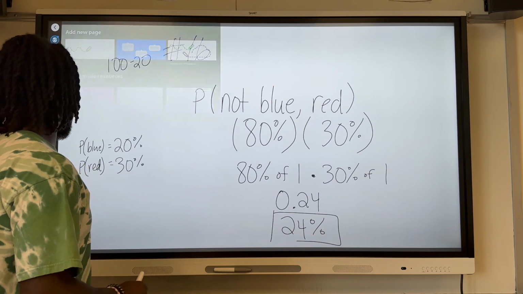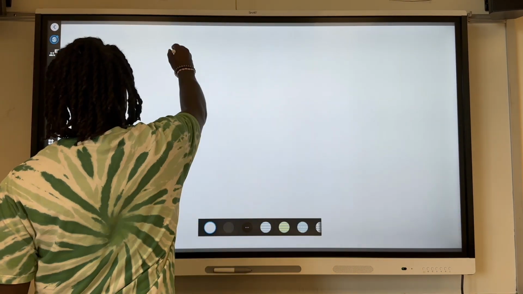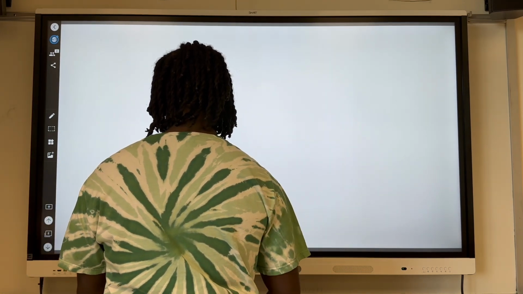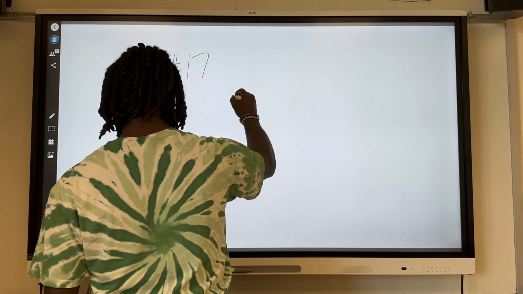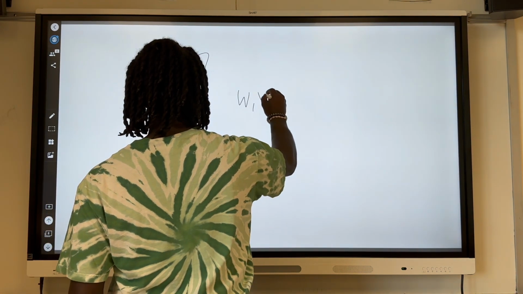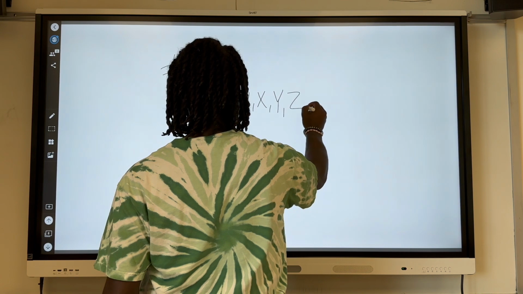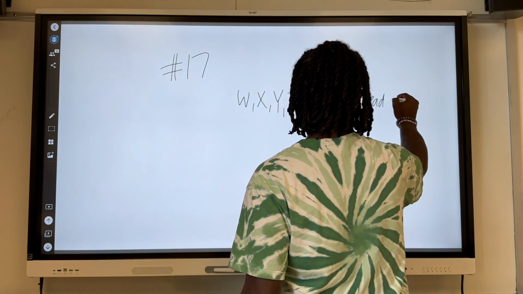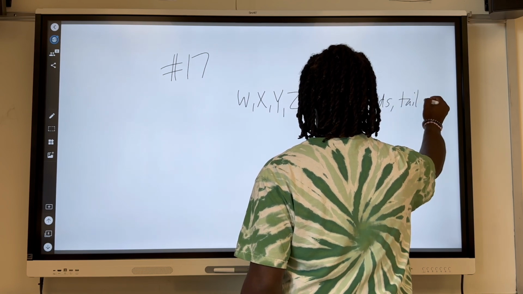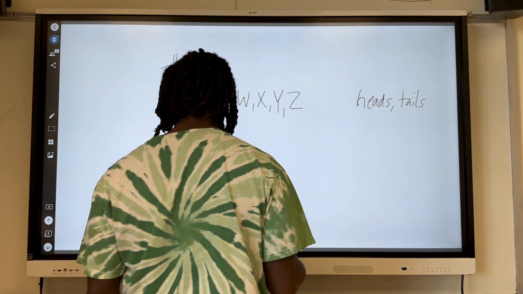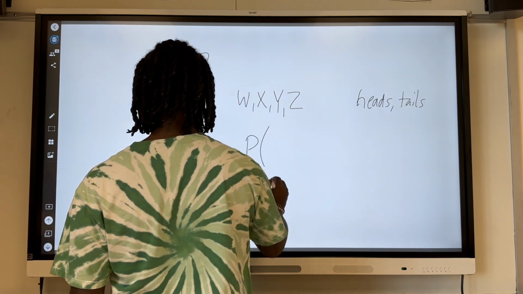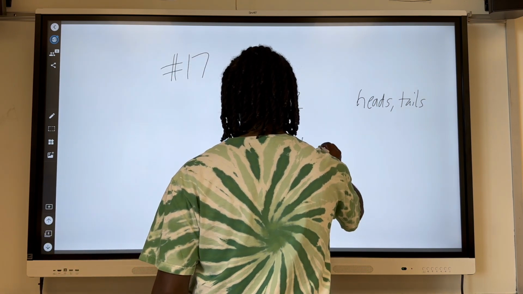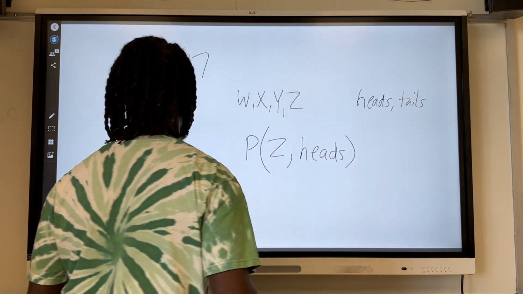All right, now let's move on to question number 17. It says there's a spinner. The spinner is labeled W, X, Y, Z. Then it has a coin, and heads and tails, of course, are the sides of the coin. It asks me to find the probability of getting a Z and heads.